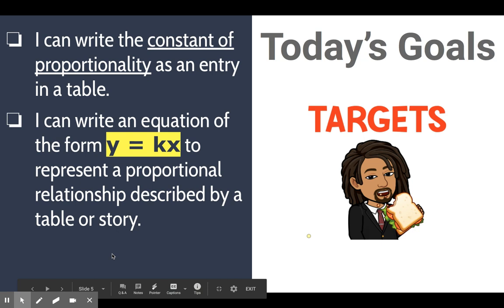So today's goals are as follows. The first thing that we want to be able to do by the end of this lesson is to write the constant of proportionality as an entry in a table. So remember when we talk about constant of proportionality, that's just our unit rate. And then I also want to be able to write an equation of the form y equals kx to represent a proportional relationship described by a table or a story.